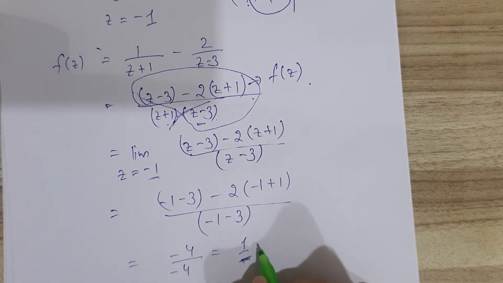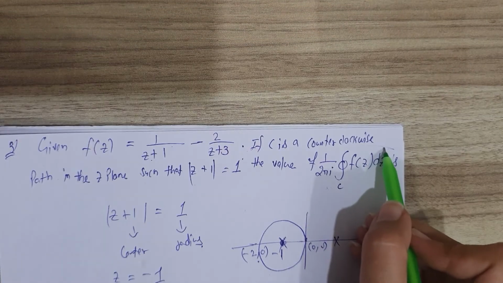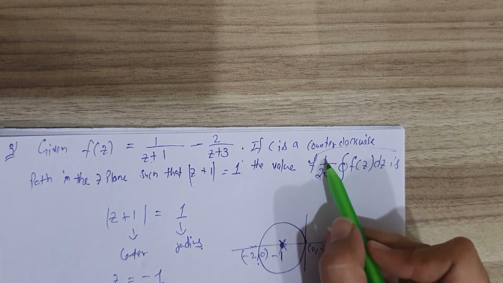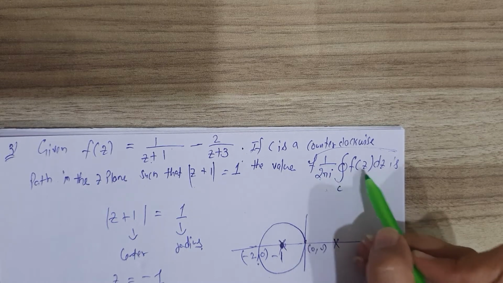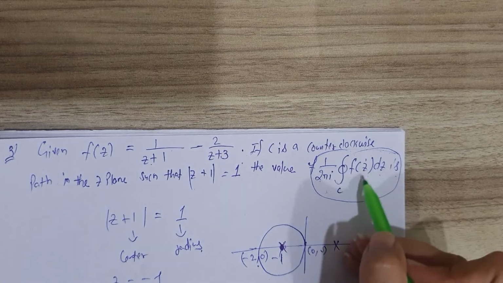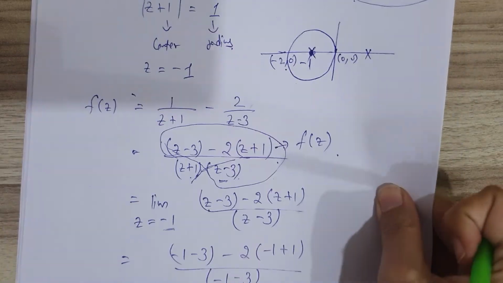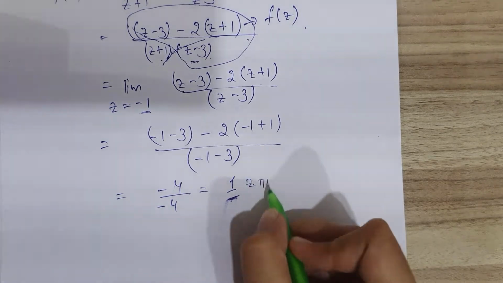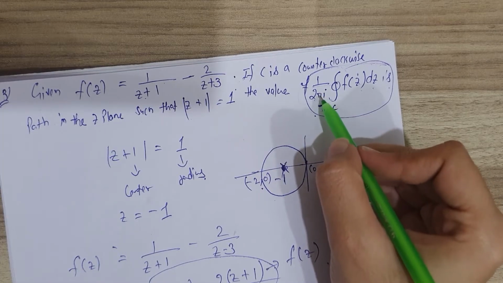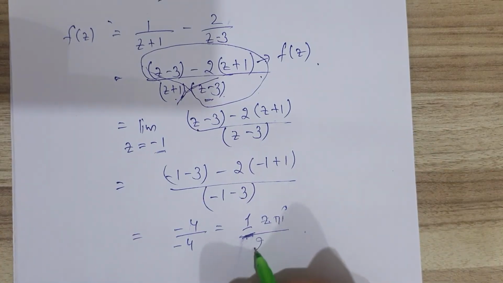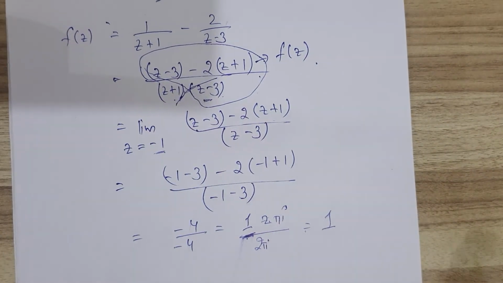Now we will not multiply with 2 pi i, because in the question they have asked us about the value of 1 upon 2 pi i times the integral of f(z) dz. We are asked about this, so we will not multiply with 2 pi i. If we multiply it with 2 pi i, since in the question they are given 1 upon 2 pi i, we divide it by 2 pi i. The answer comes out to be 1.